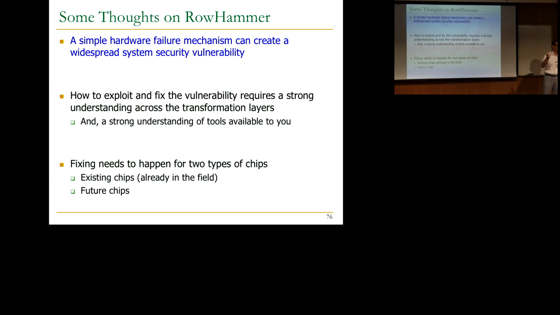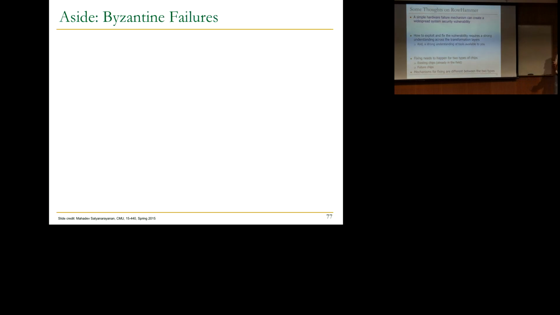If you have a more intelligent memory controller that can target its solutions to row hammer, as we discussed extensively yesterday, we can do much better. The mechanisms for fixing are different between the two types, obviously.